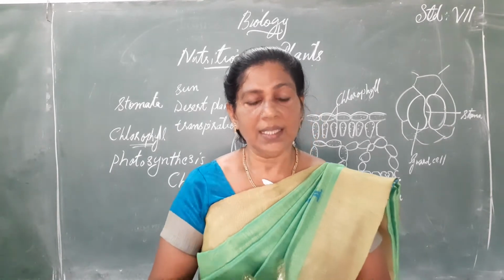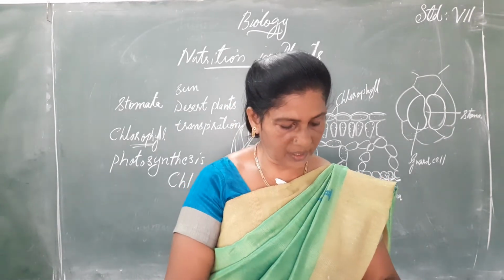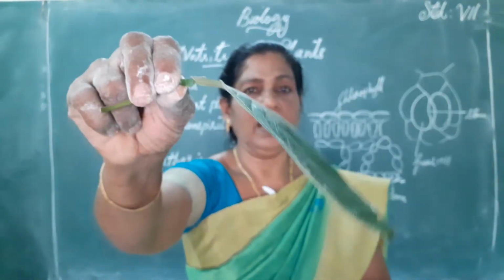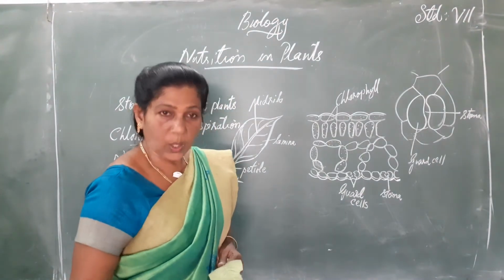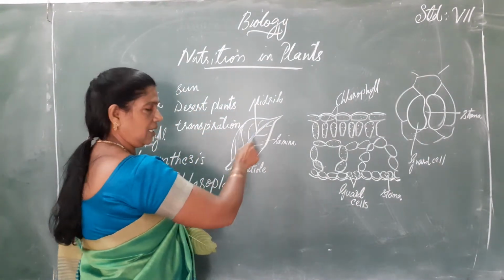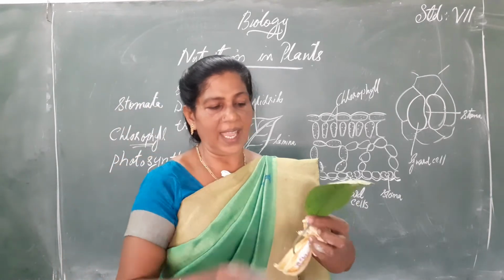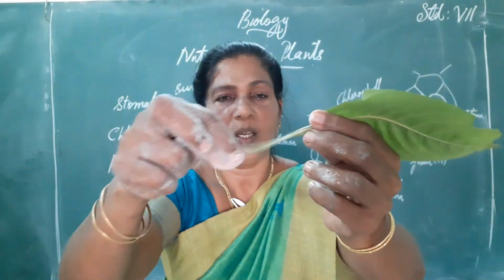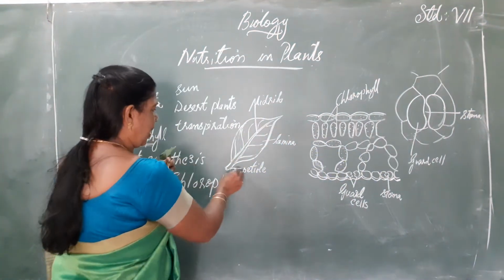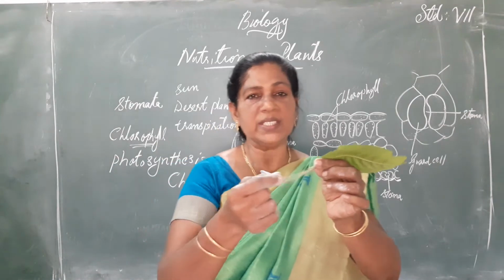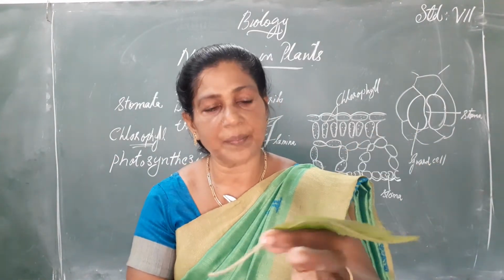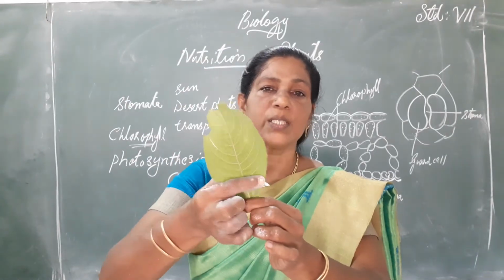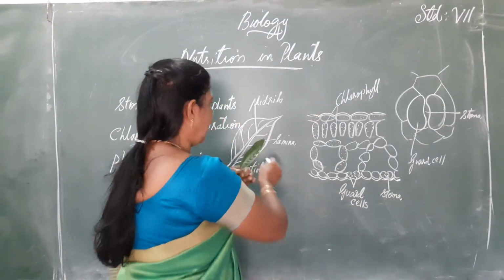Now let us study the structure of a leaf. This is a leaf. I have drawn a picture also on the board. A leaf has a long stalk. This stalk is known as the petiole, with which it gets attached to the plant. And the leaf has a broad, blade-like structure. This broad blade is known as the lamina.